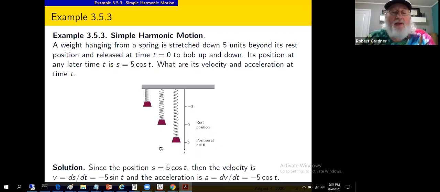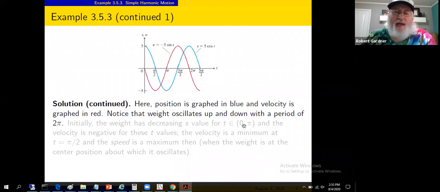Okay, the position is s equals 5 cosine t. So the velocity is the derivative of that. Derivative of cosine is negative sine, so the velocity is -5 sine t. And acceleration is the derivative of velocity. Differentiate that sine function, it becomes a cosine function, and the ultimate acceleration is -5 cosine t. So there's velocity, there's acceleration, there's the answer to what they asked. So quite easy, but let's go through and look at it in a little more detail. But that does answer the question they asked.